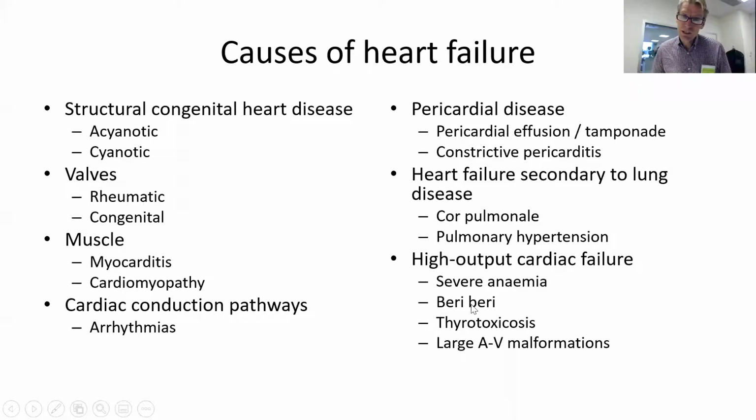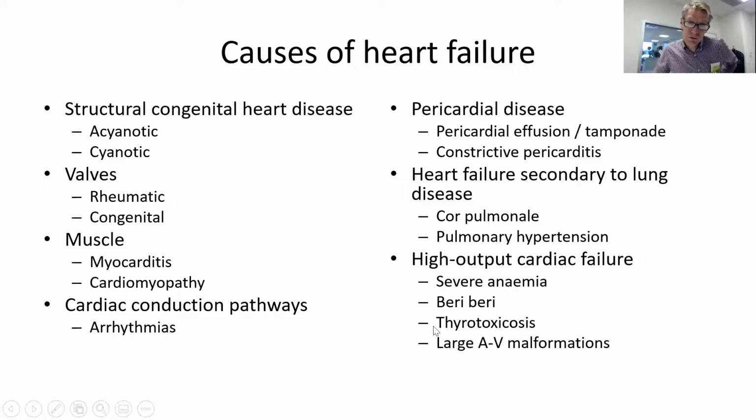I think we don't recognize it, but there are a number of children that have thiamine deficiency if they've got severe malnutrition, and they have what's called beriberi, and they often have a high output heart failure. So they have a hyperdynamic circulation, and they may also have anemia as well.